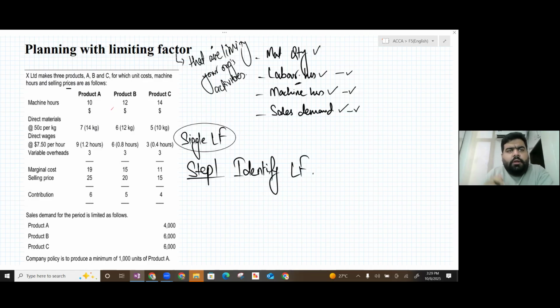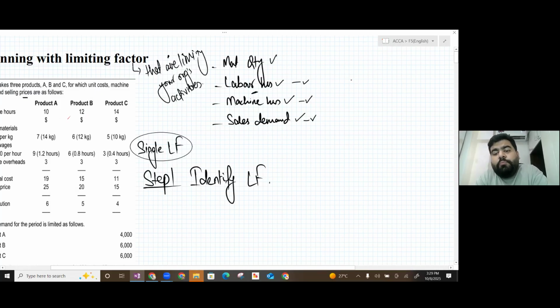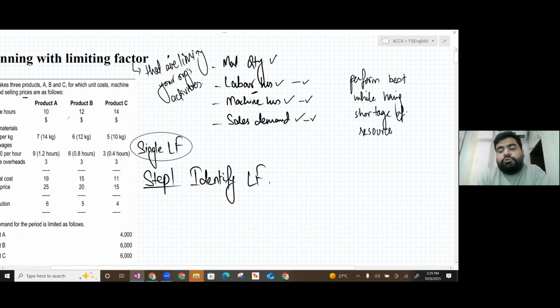Because if you are in a good scenario and you have everything okay, then obviously you can earn more. But this chapter is about proper planning with a limiting factor, meaning that if you have any shortage of material, labor, machine hours, or sales demand, you have to face that and do the best planning, perform the best activities so that you can earn more profit. So the motive is to perform best and generate the best profit while having a shortage of resources.